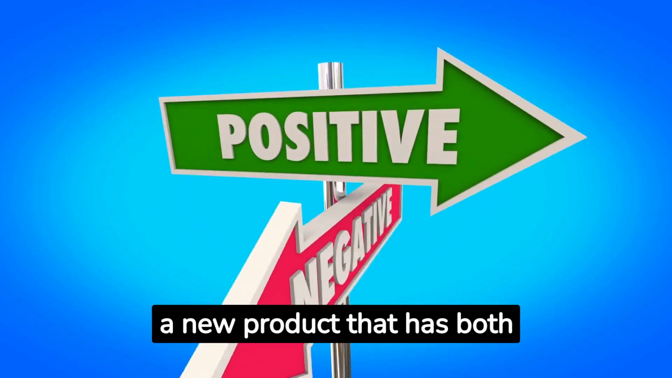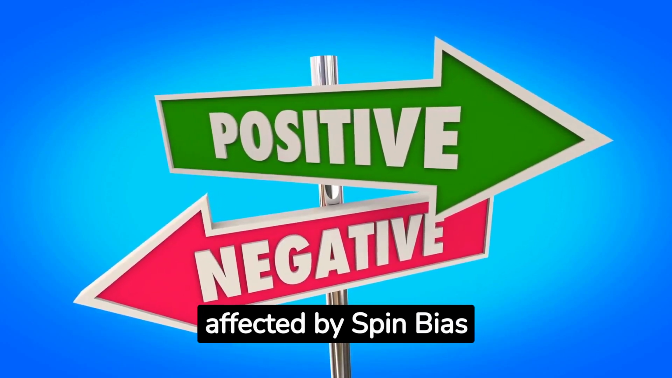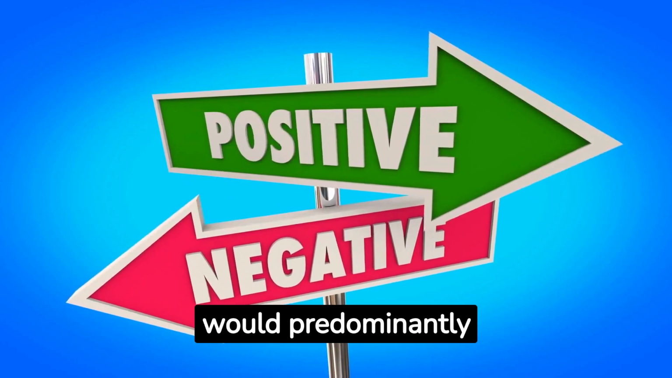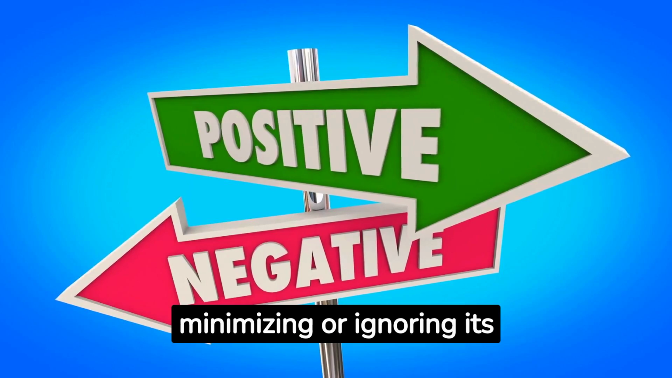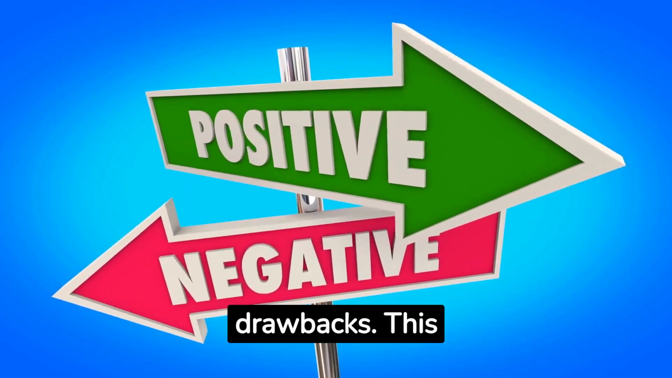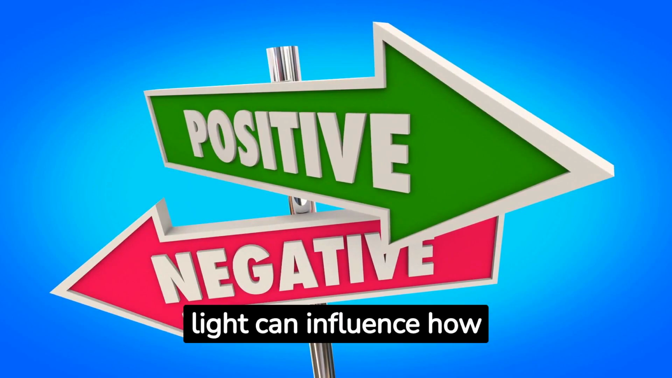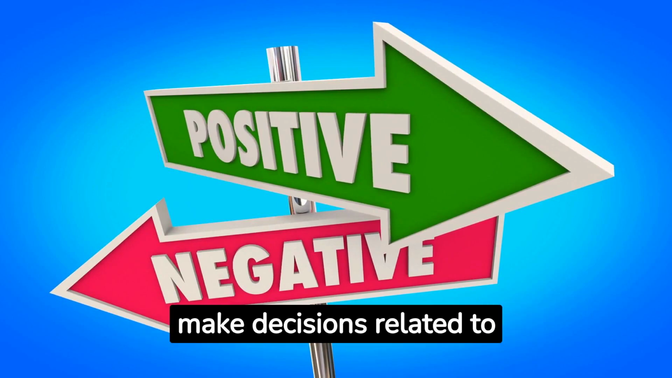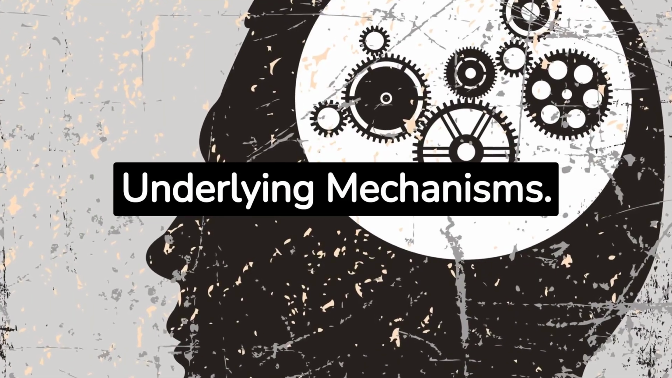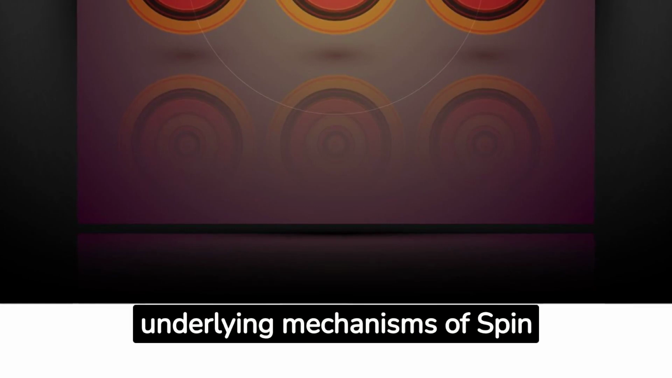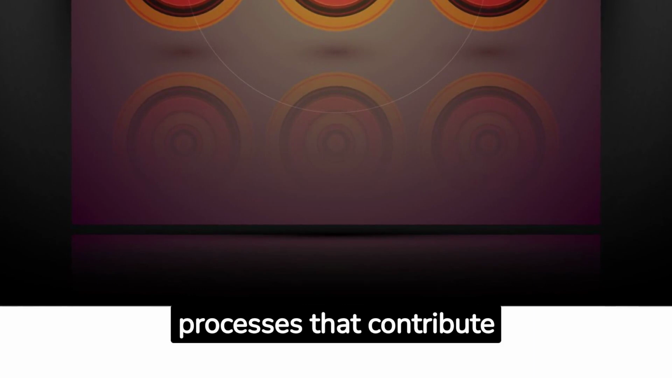Imagine a company launches a new product that has both positive and negative features. A person affected by spin bias would predominantly highlight the positive attributes of the product when discussing it with others, minimizing or ignoring its drawbacks. This inclination to present information in a favorable light can influence how others perceive the product and make decisions related to it.